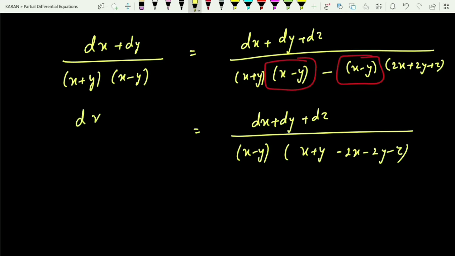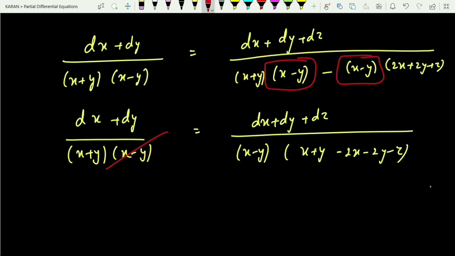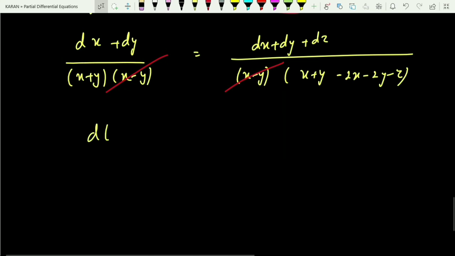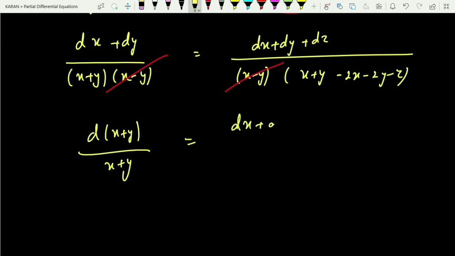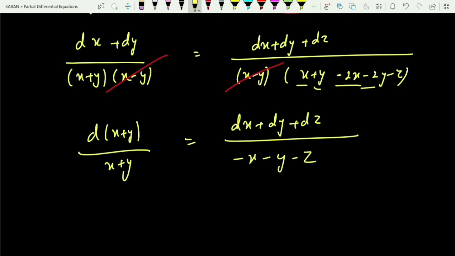And in the left hand side, we have dx plus dy divided by x plus y into x minus y. One thing is very obvious, x minus y gets cancelled out with x minus y. What next? The next one is dx plus dy, that is the derivative of x plus y, divided by x plus y. This is a very beautiful thing, right? And in the right hand side, this is dx plus dy plus dz. Now x minus 2x is minus x, y minus 2y is minus y, minus z. If you take minus common, this will be plus plus plus. And in the numerator also, this is nothing but the derivative of x plus y plus z.